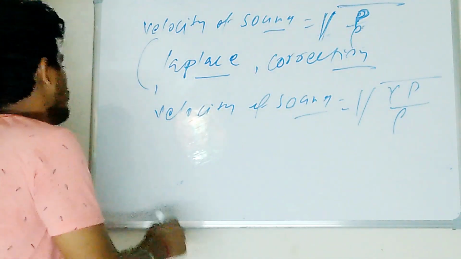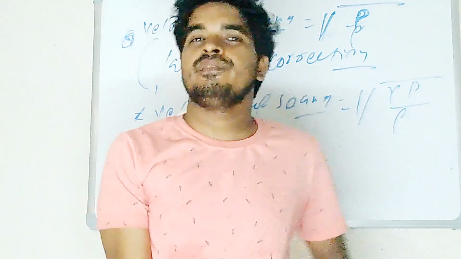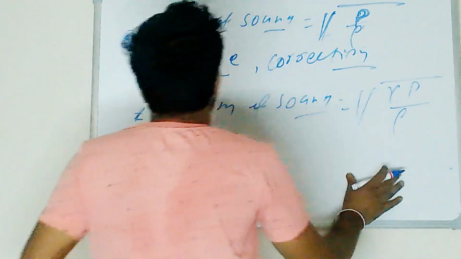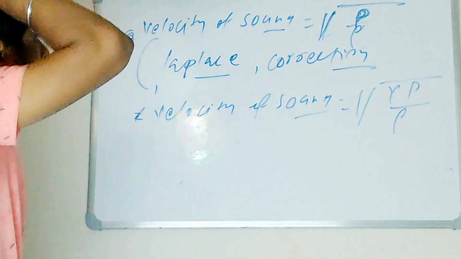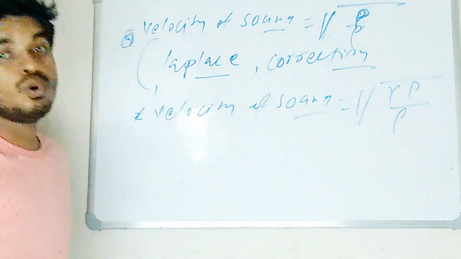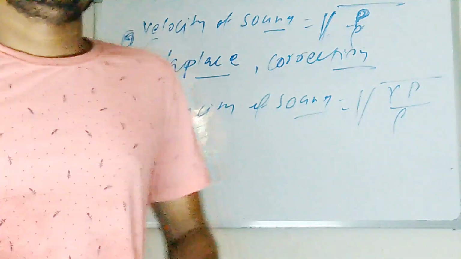So this is very important. Usually questions come from here, and I already did this derivation. Again, if I get time, definitely I will do the derivation for this, so no need to worry about it. Again, velocity of sound is equal to the square root of P by rho, and if you consider the Laplace correction, it will be gamma P by rho.